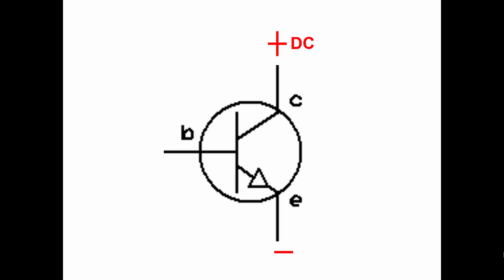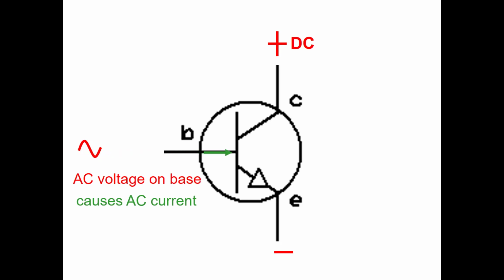So for example, if we hook up a transistor in a circuit with an AC voltage coming in on the base, that AC voltage is going to drive an AC current. So as current comes in, say in that direction on the base, it's going to cause a base to emitter current to flow in that same direction. But when the voltage reverses, that's going to cause the current to reverse direction, and that's going to result in a current flowing from the emitter to the base.